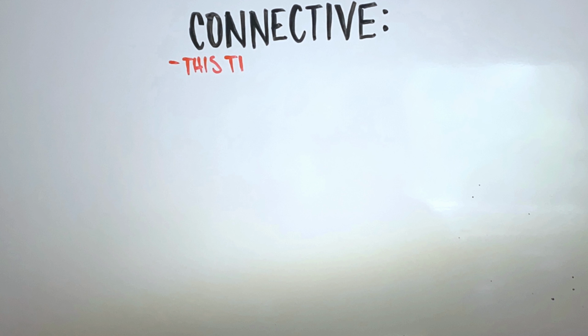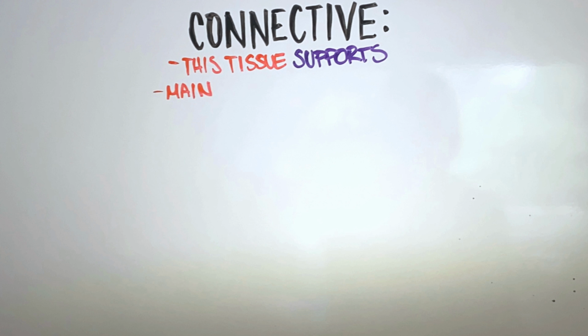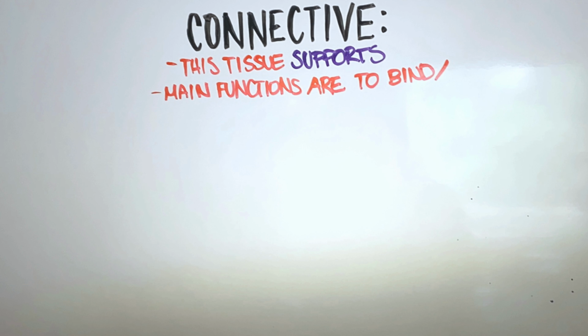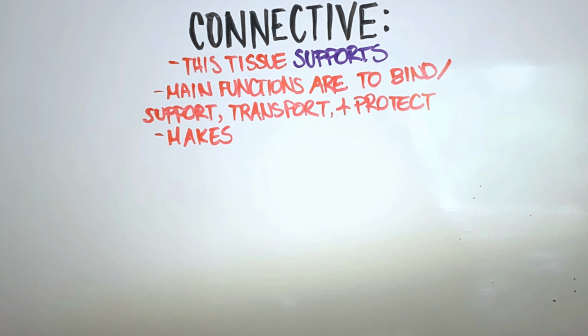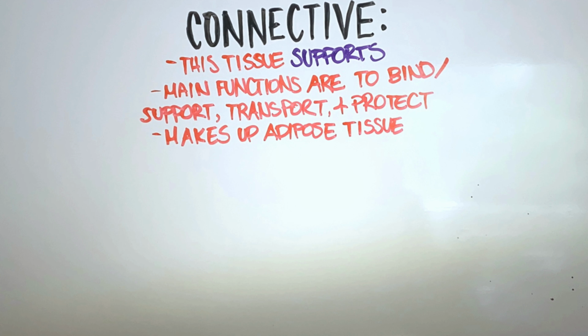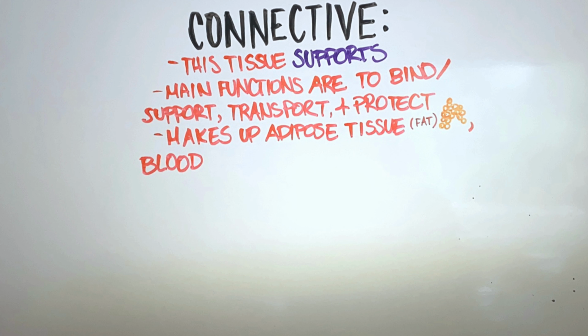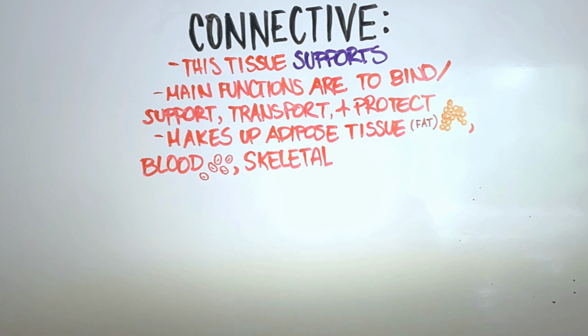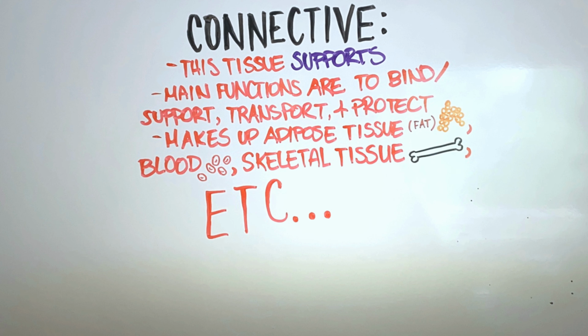Next up is connective. This tissue supports. Its main functions are to bind and support, transport, and protect. It makes up adipose tissue, also known as fat, blood, skeletal tissue, and much more.